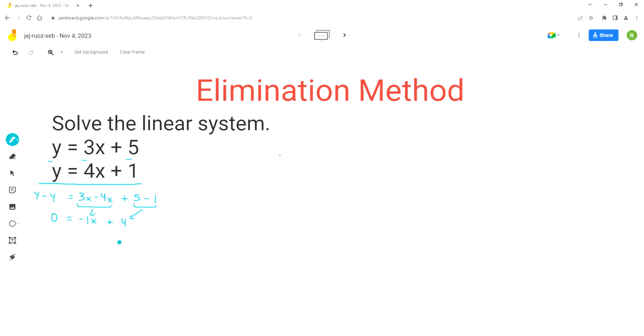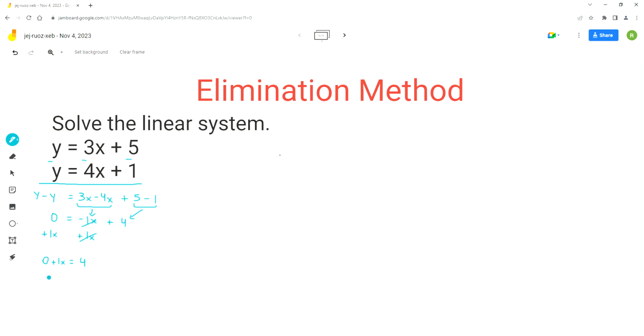So we can first move this x term to the left side of the equation. We can add 1x to both sides of the equation. The 1x terms on the right side cancel each other out. So we are left with 0 plus 1x equals 4.